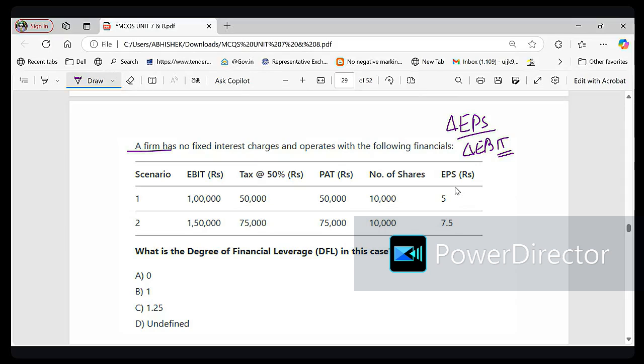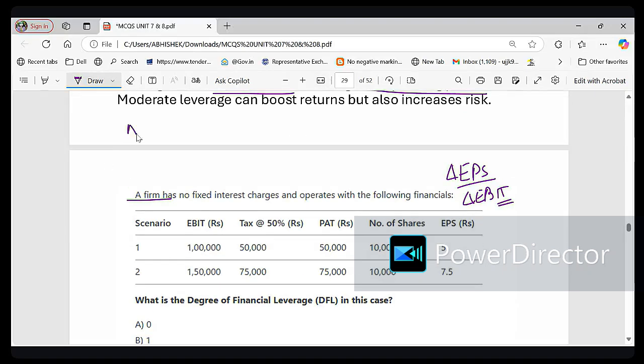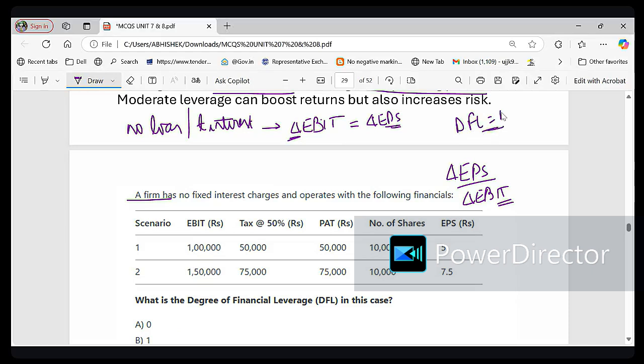So try to understand this, very, very important. Suppose a business has not taken any loan and has no interest to pay. What will happen? Any change in EBIT, delta, delta means change, this is the sign of change, will directly reflect in change in EPS. Because the company has no interest to pay, no financial pressure, in that case DFL will be 1. But if the company has to pay interest, even a small change in EBIT would lead to a bigger change in EPS. That is called leverage.